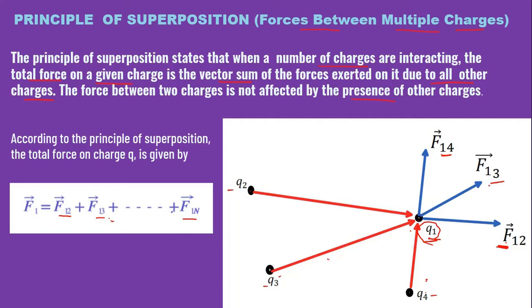Similarly, if we calculate the formula for F13, we will find that F13 will not be affected by the presence of Q2 and Q4, whatever be their magnitude or sign. Similarly, F14, which is the force between Q1 and Q4, will not be affected by the presence of Q2 and Q3. It remains unaffected. That is, the force between two charges is not affected by the presence of other charges. Whatever n number of charges we have in space, the individual force between two charges will not be affected by the presence of other charges.